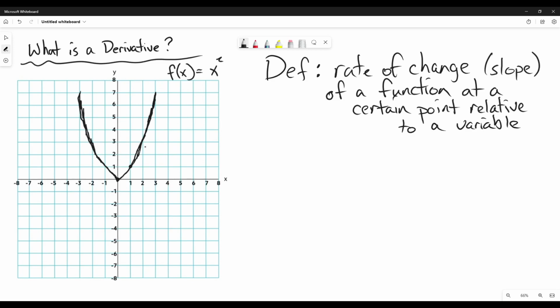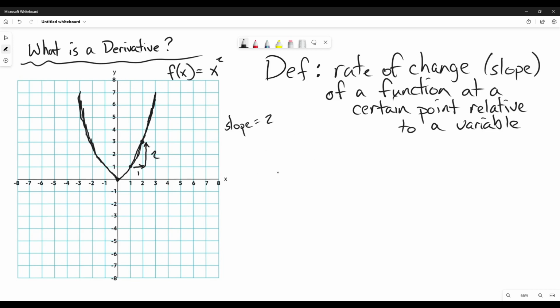So if we can assume these 2 points between 1 and 2, the rise is 2, the run is 1, so the slope would be equal to 2.